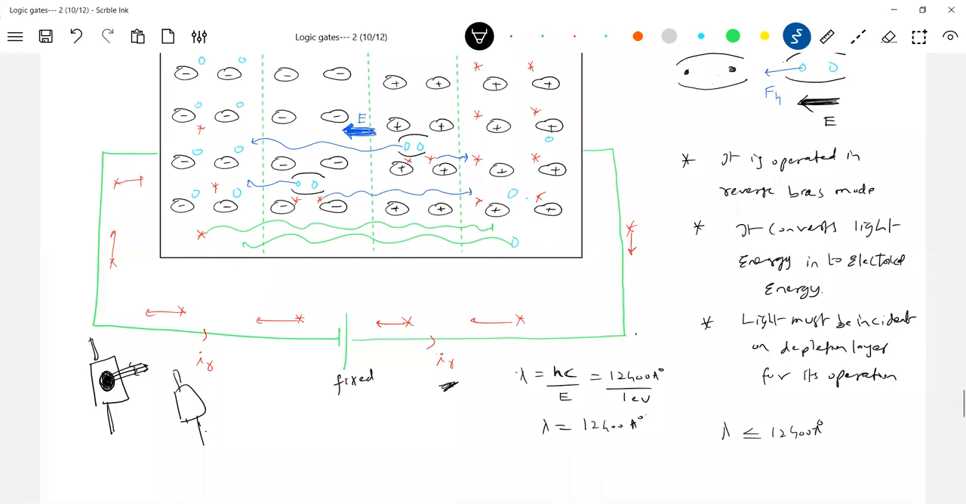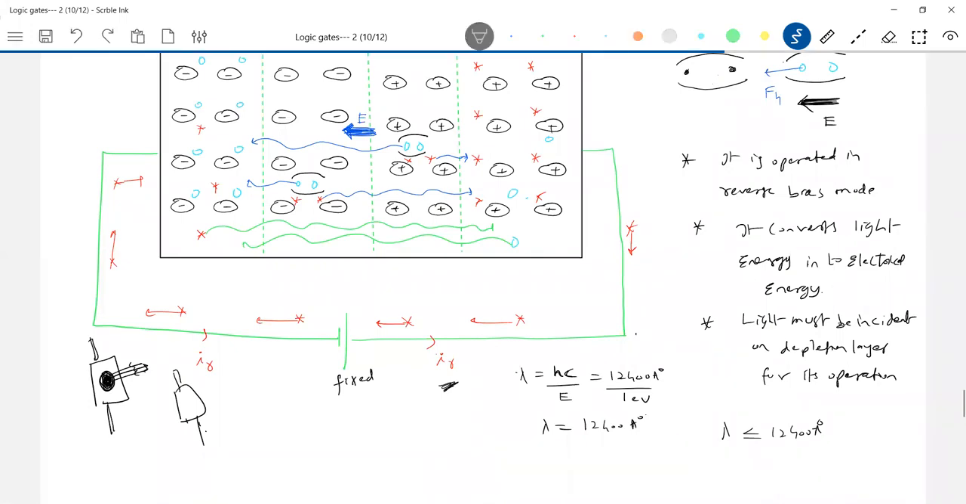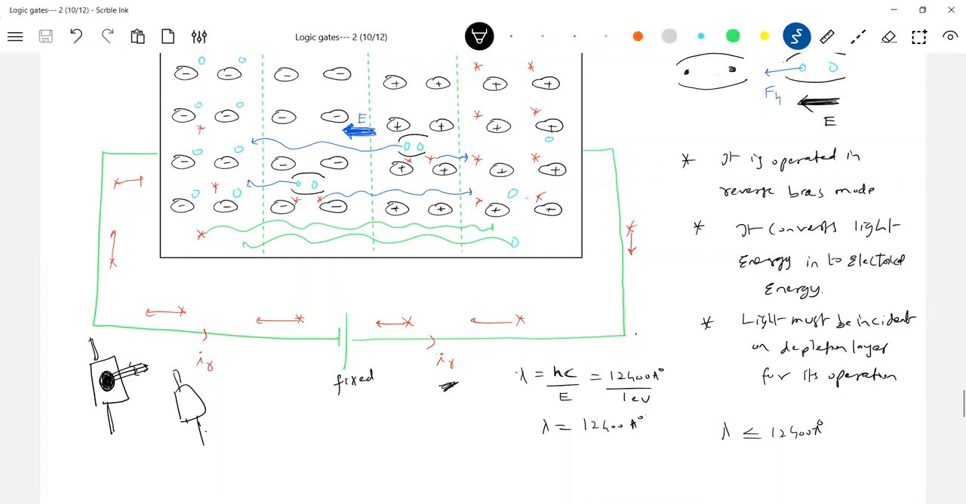If the energy of the incident light is greater than or equal to the band gap, it will liberate the photoelectrons, the minority carriers in the depletion layer. If it is less than this, not possible. So what type of material you use for the photodiode, what its band gap is, and what the incident light is, all matter here.